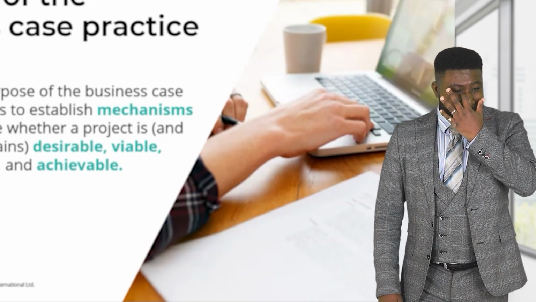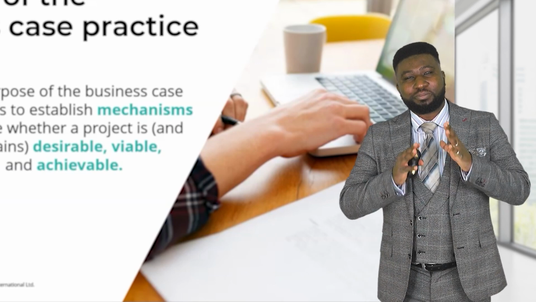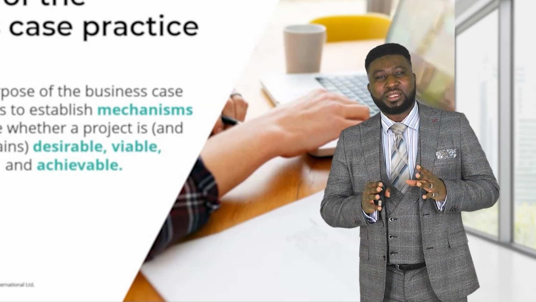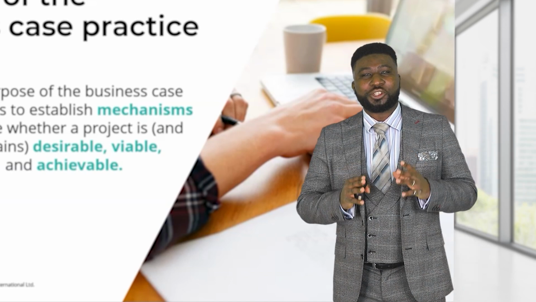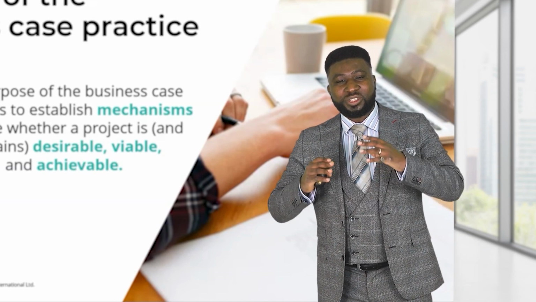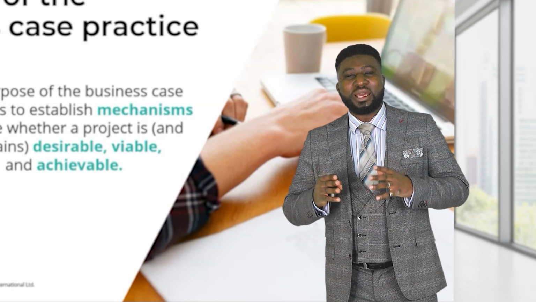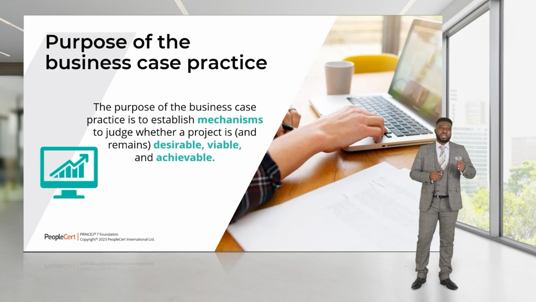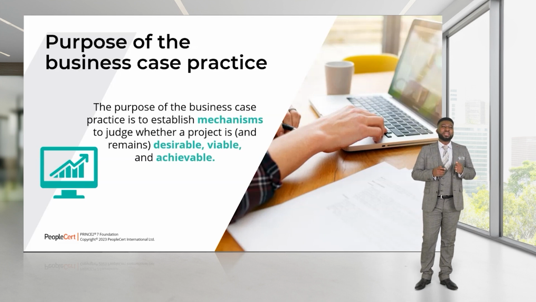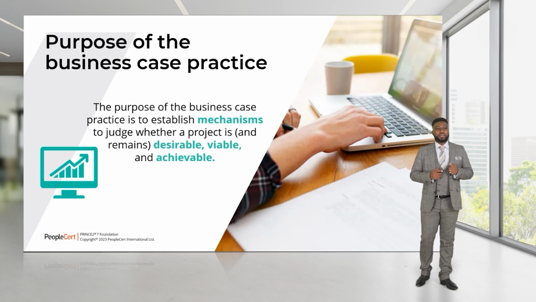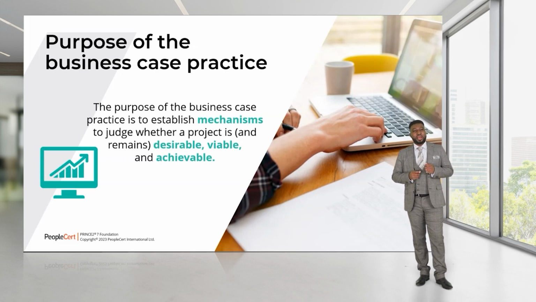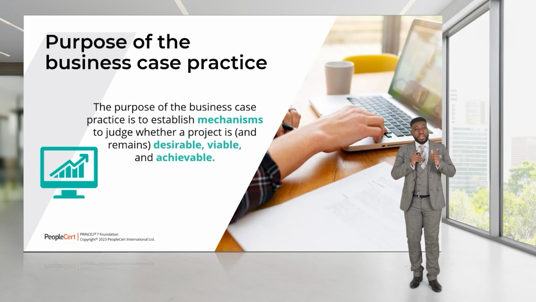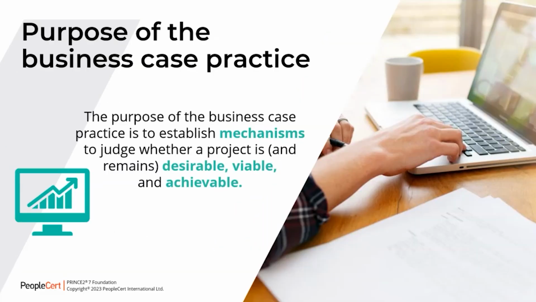Desirable. Over the course of a project, we want to make sure that the project is still needed. It still serves a purpose within the organization business strategy. That the objective, or what we're trying to deliver, is something that we still need within the organization. In terms of viability, we want to make sure that it is still possible. It can still be done. It can be delivered. And in terms of achievability, we want to make sure that the benefits, the reason why we're doing this project, is still present. The benefit that was stated in the business case can still be done.